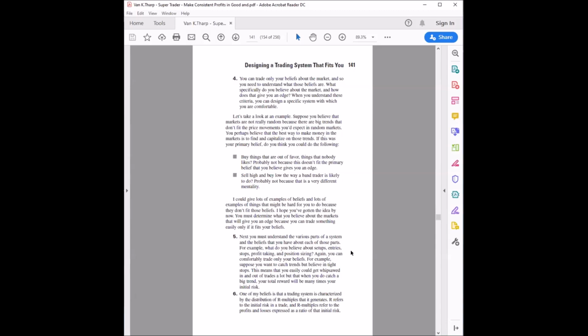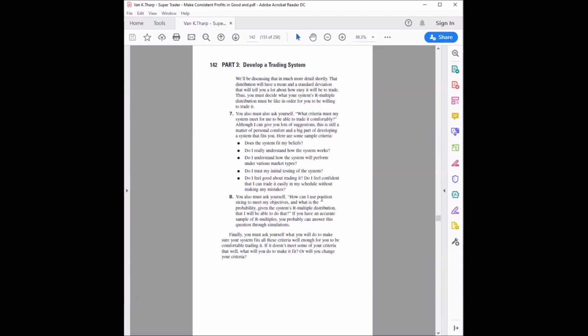He says he could give us lots of examples, but he talks about moving forward, you must understand the various parts of a system and the beliefs that you have about those parts. Now, some of you that have read the other Van Tharp book, Trading Beyond the Matrix, he gets into this idea about your different parts and having an argument with them, and he gets a little out there, and for some people that's a little bit too fluff and not enough technical. But in this section, if you get a little further down in here, he gets into some really important stuff. I'm going to read this number 7 and 8, and then we're going to go to the really important stuff. So he says, you have to ask yourself, what criteria must my system meet for me to be able to trade it comfortably? And I've talked to you all about comfort level.